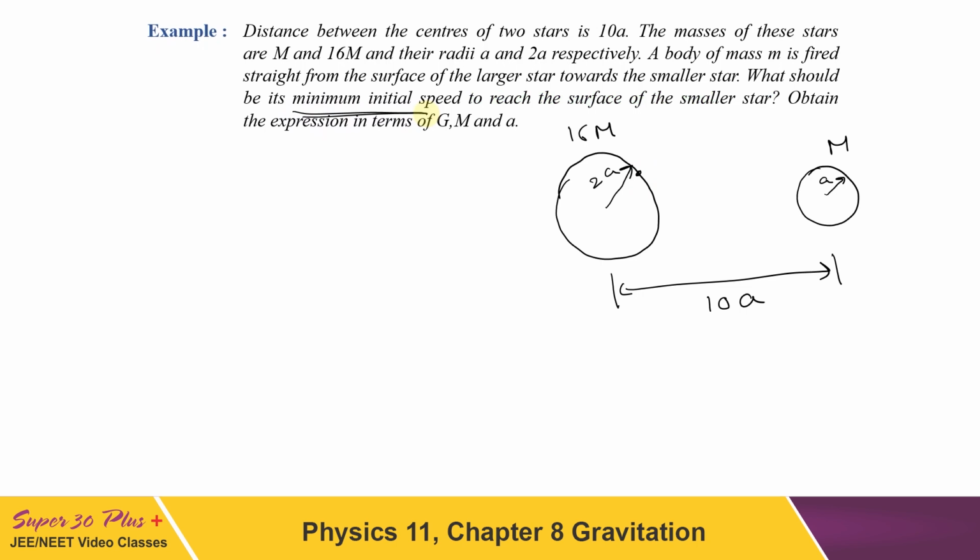Let us now write the energy conservation. When the body or the particle is at the surface of the bigger star, we have to calculate the minimum speed at the surface of the bigger star.